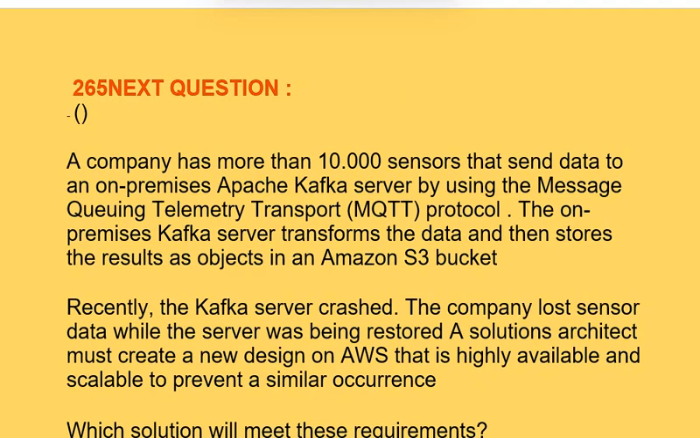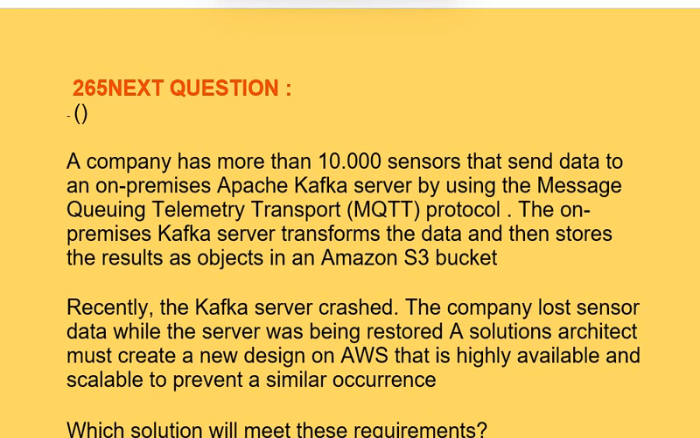Question: a company has more than 10,000 sensors that send data to an on-premises Apache Kafka server by using the Message Queuing Telemetry Transport, MQTT, protocol. The on-premises Kafka server transforms the data and then stores the results as objects in an Amazon S3 bucket. Recently, the Kafka server crashed. The company lost sensor data while the server was being restored.